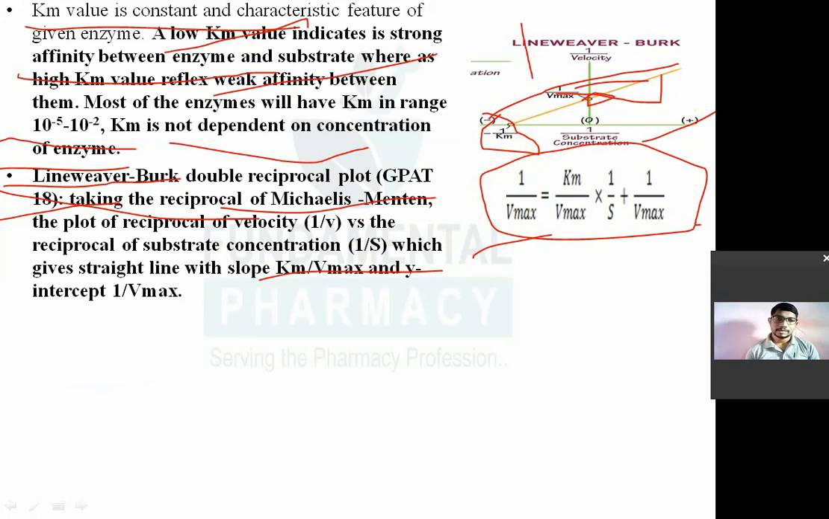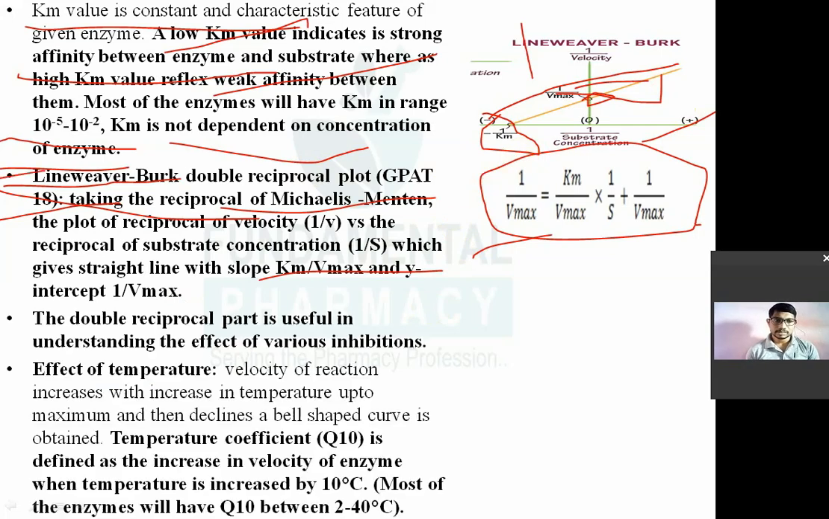That is known as the Lineweaver-Burk or double reciprocal plot. The double reciprocal plot is useful in understanding the effect of various enzyme inhibitors. But your Michaelis-Menten equation was not giving sufficient information regarding the activators and inhibitors. So that is the main difference.